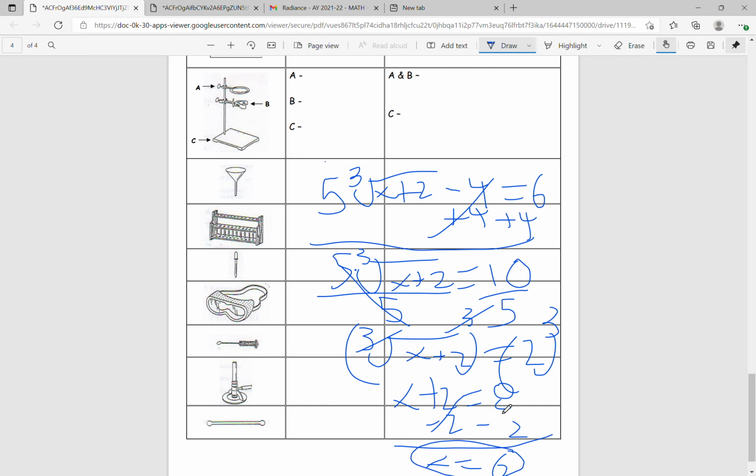And you can plug it in. 6 plus 2 is 8. The cube root of 8 is 2. 5 times 2 is 10. 10 minus 4 is equal to 6. So indeed, that does work.